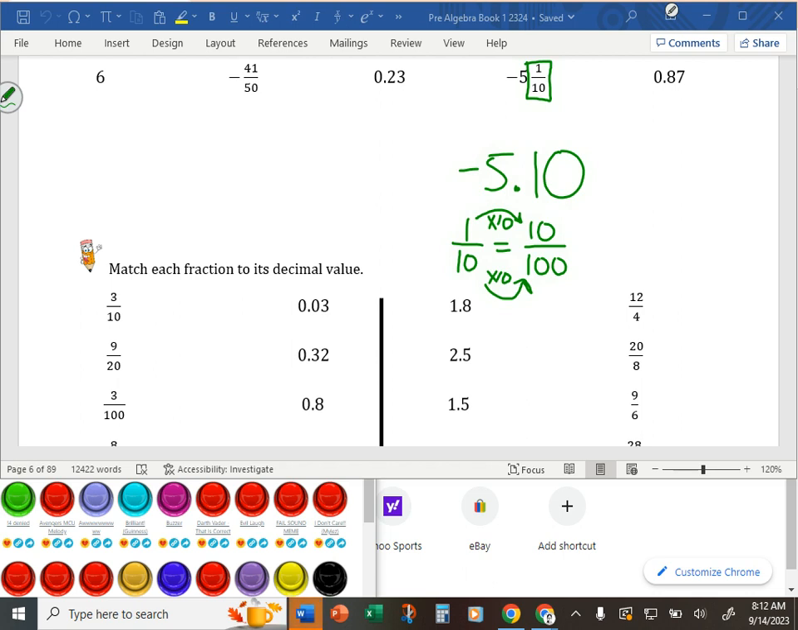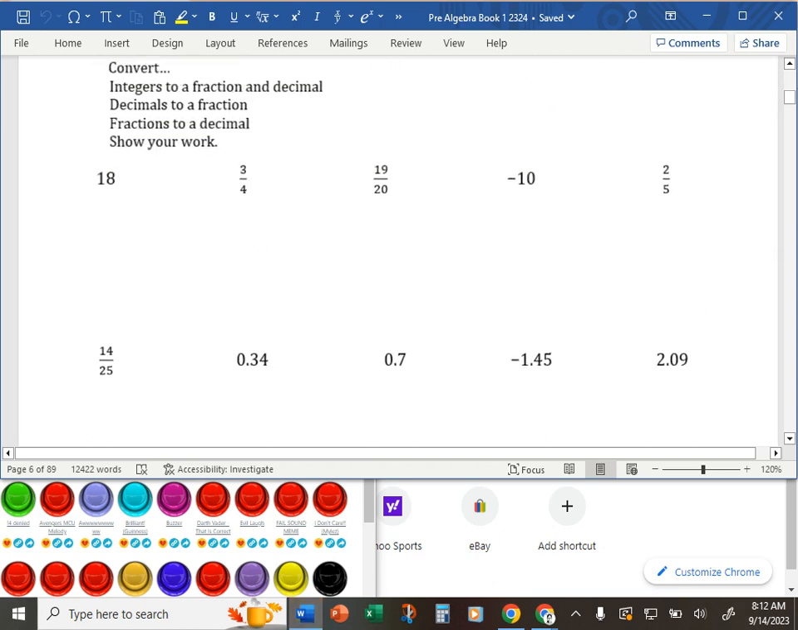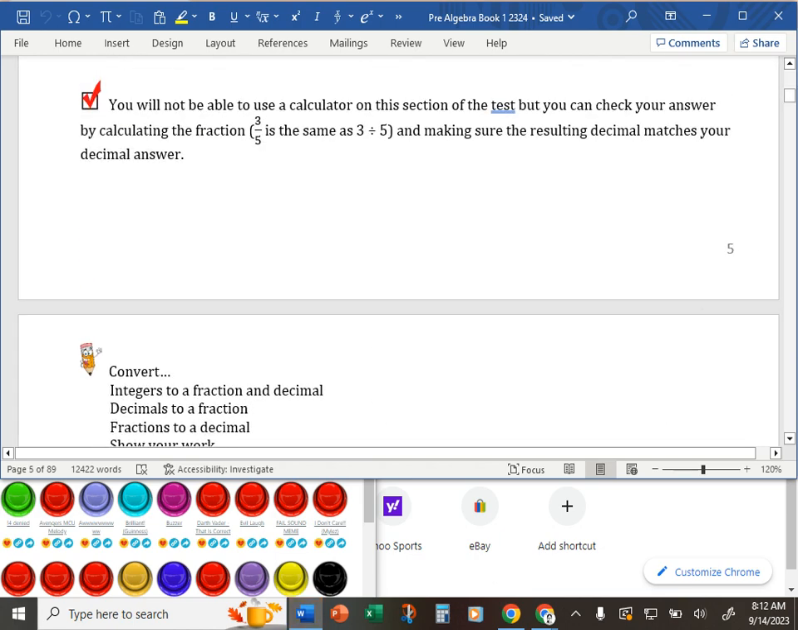Another. What else looks fun? You want to share your experience with the rest of the class. Aiden. Okay. Well, yeah, I just have a question. For the last one on the first page. Oh, yeah. I kind of skipped over it, didn't I? What does it say? It says, you will not be using a calculator on this section of the test. Uh-oh. You can check your answer by calculating the fraction. 3/5 is the same as 3 divided by 5, and making sure the resulting decimal matches your decimal answer.